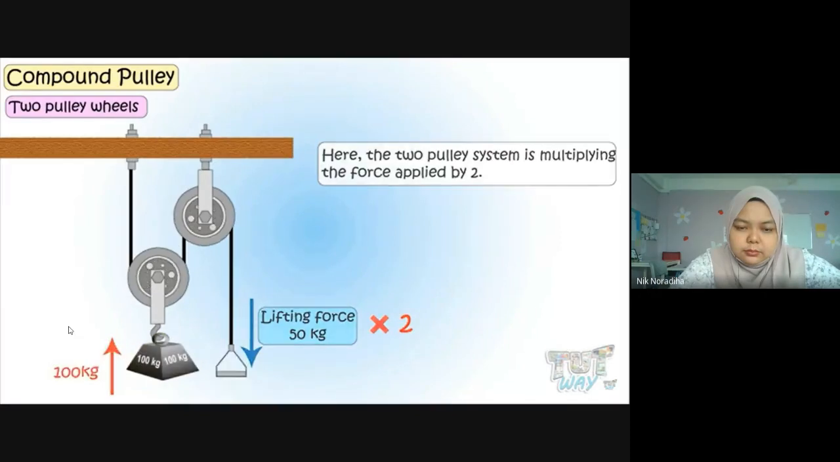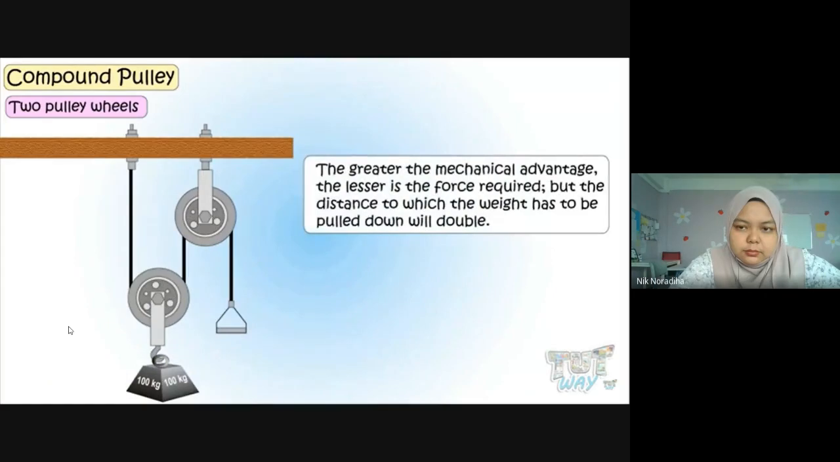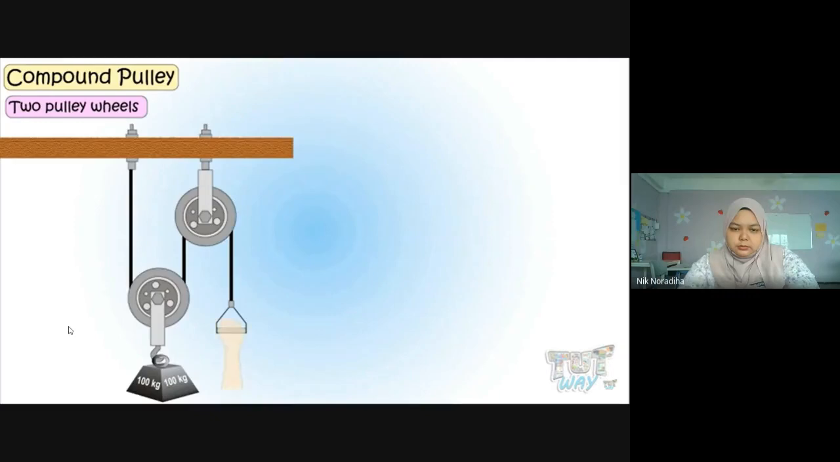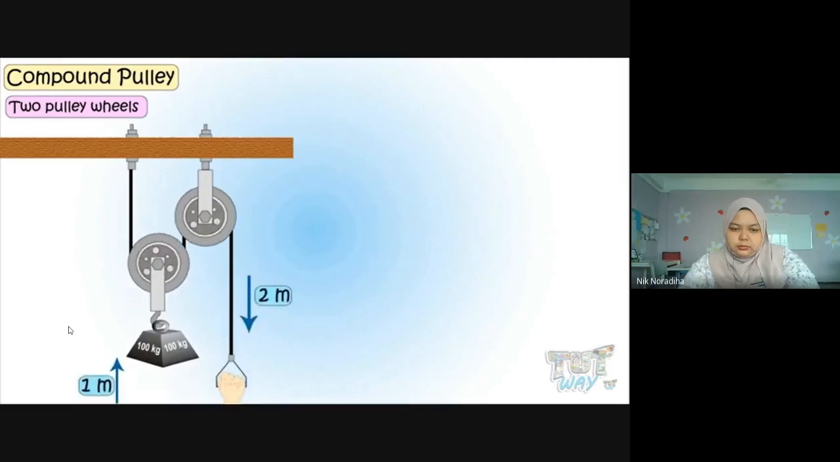So, the greater the mechanical advantage, the lesser is the force required. But the distance to which the weight has to be pulled down will double. That is, the weight rises 1 meter here, but now we have to pull the loose end of the rope twice as far. That is by 2 meters.